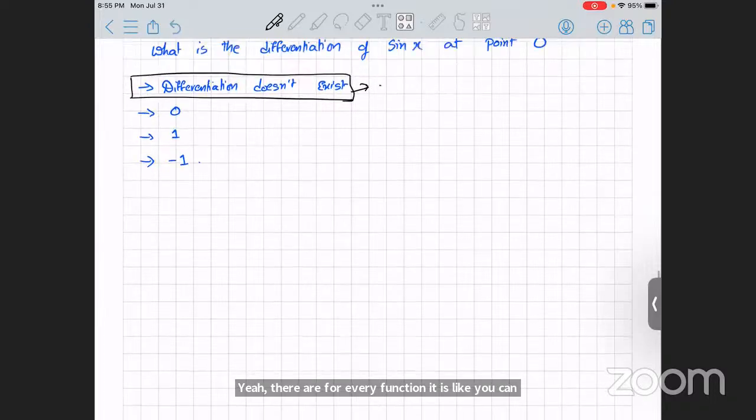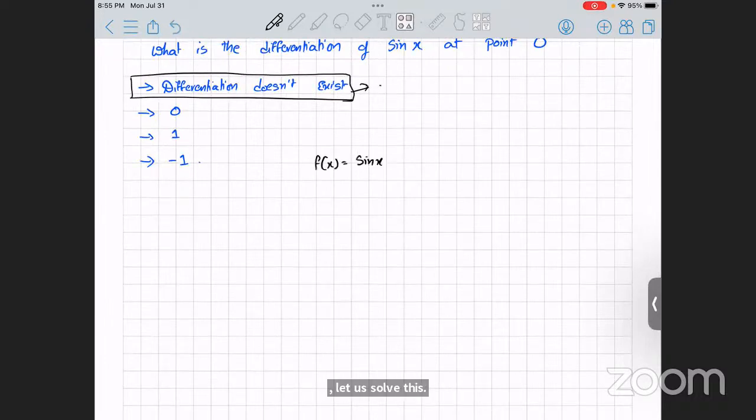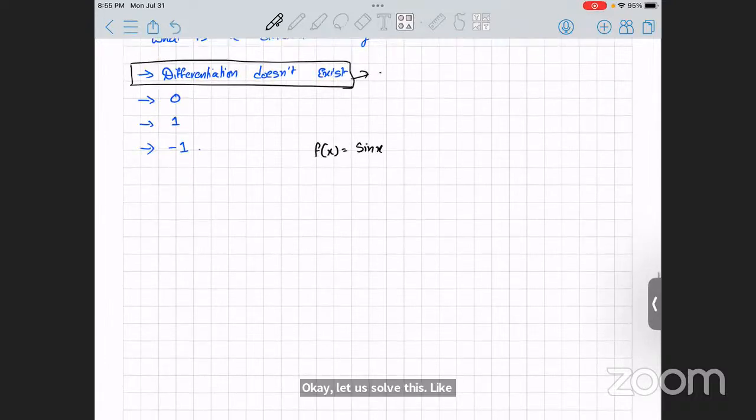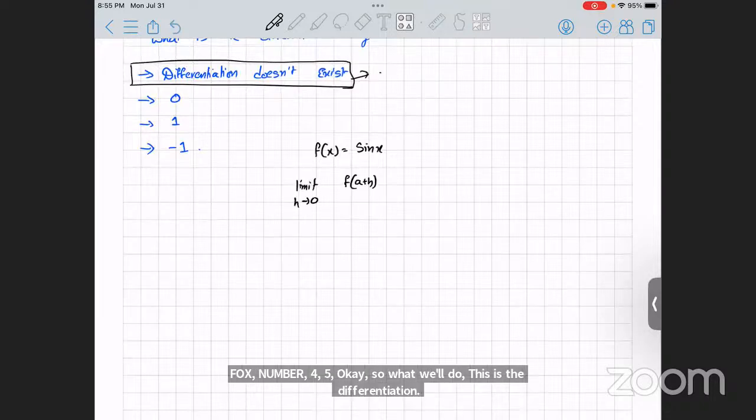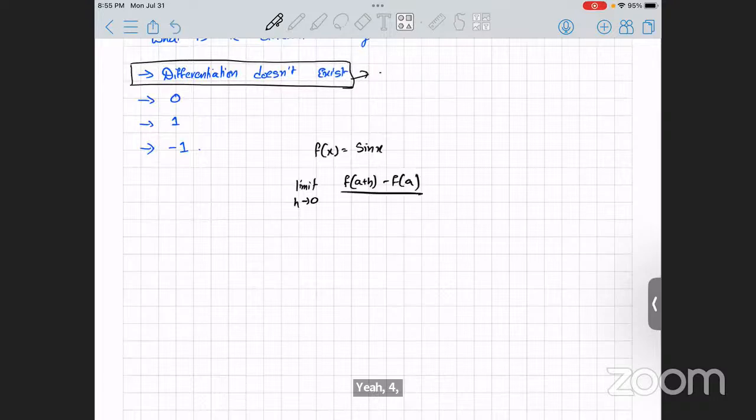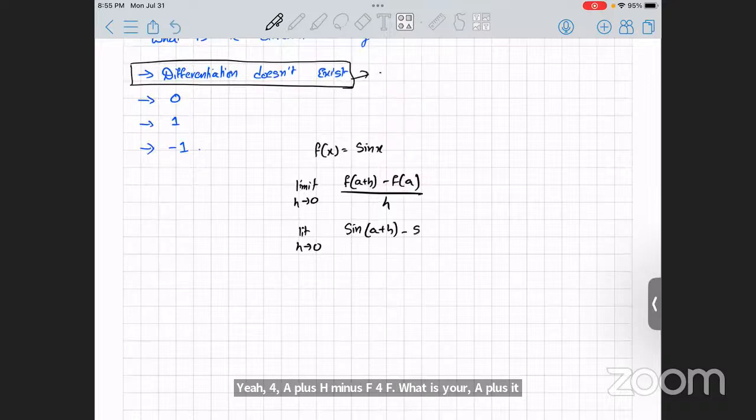Okay, let us solve this. Given f of x equal to sin x, what will we do? We'll apply this differentiation formula: limit h tends to 0, f of a plus h minus f of a by h. What is f of a plus h? It is sin of a plus h minus sin a divided by h, limit h tends to 0. What is the point a? 0.